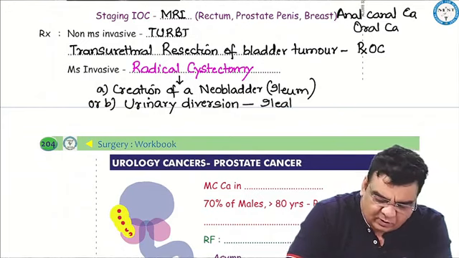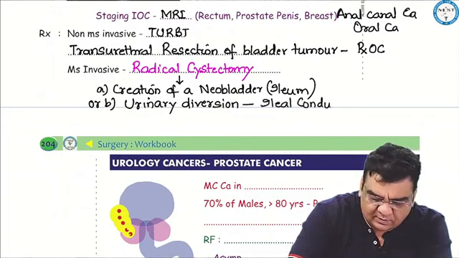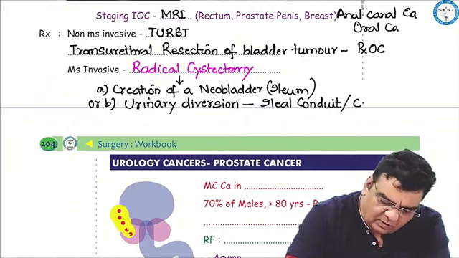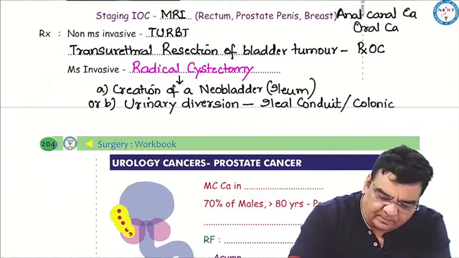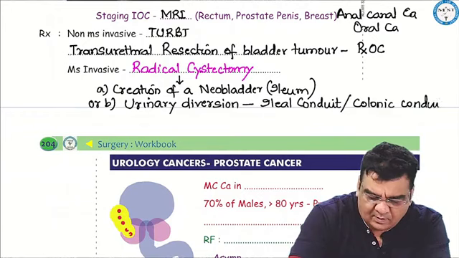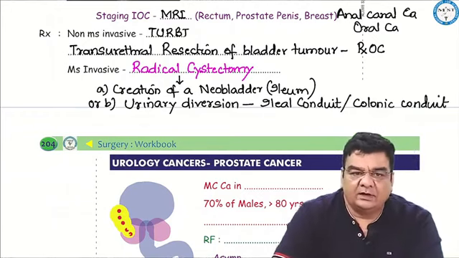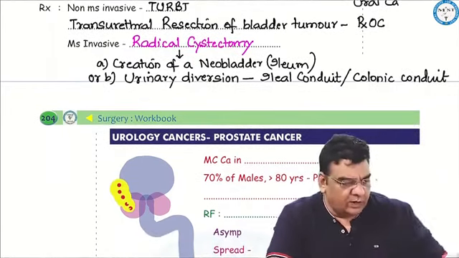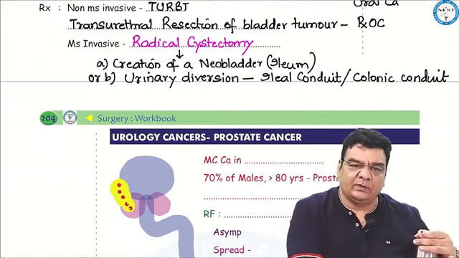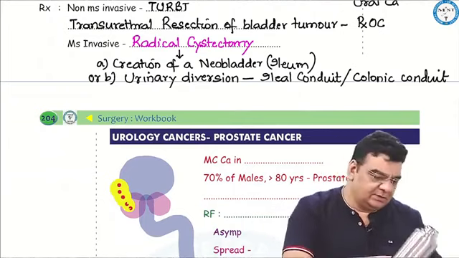Either ileal conduit or colonic conduit. That is how we can divert the ureters.